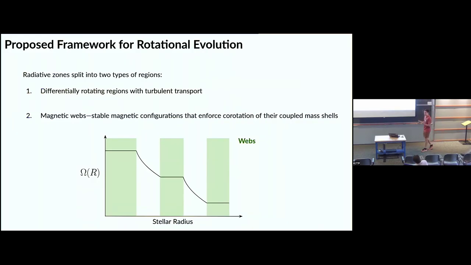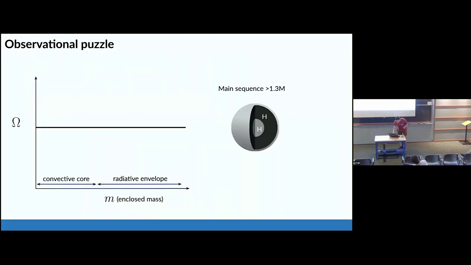So really, if you want to figure out what the rotation rate as a function of stellar radius is in a radiative zone, you have to keep track of where you have these magnetic webs, these regions of strong fields, and there you have a flat rotation rate, and then in between the webs is where you have differential rotation, turbulent transport that's passing angular momentum between the webs. Okay. So this might sound a little contrived, but this is actually, I think, a nice solution to an outstanding observational puzzle for low mass stars.